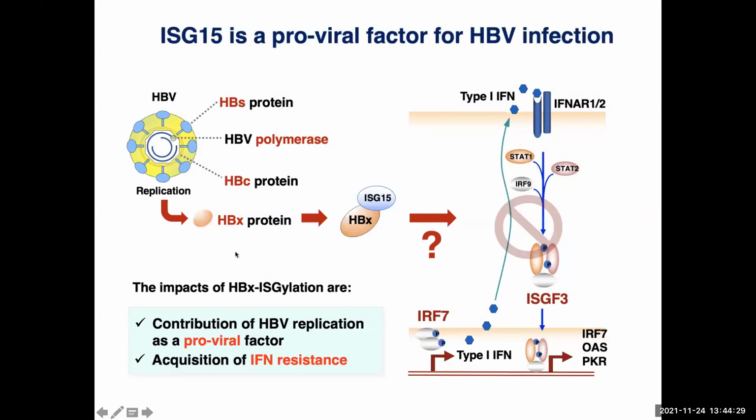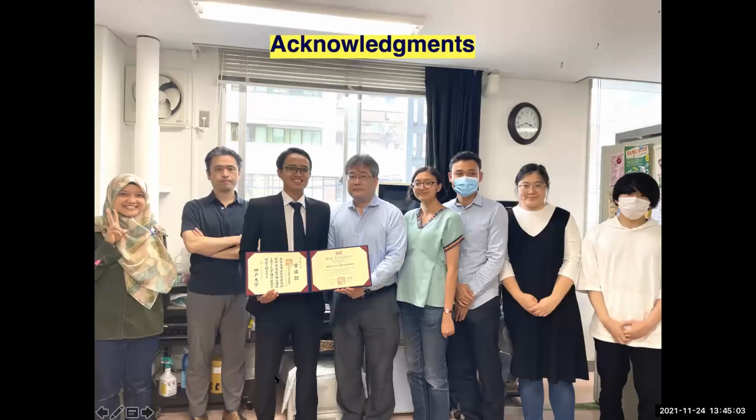So here is our current model of ISGylation and HBV replication. The HBx protein is ISGylated, and this ISGylation functions as a proviral factor and may have some role in interferon resistance. So further studies will be needed to elucidate this function. Okay, thank you very much.